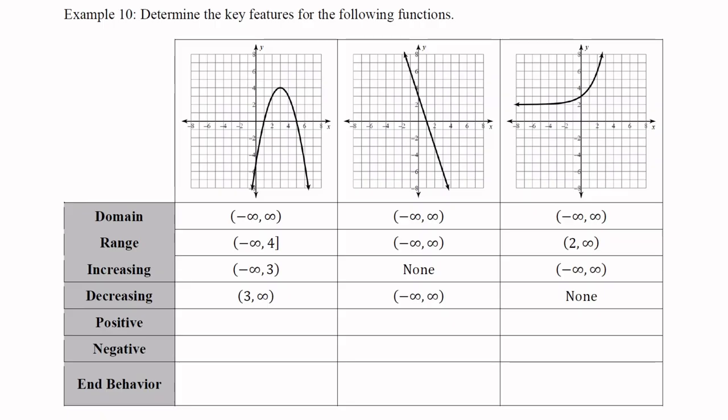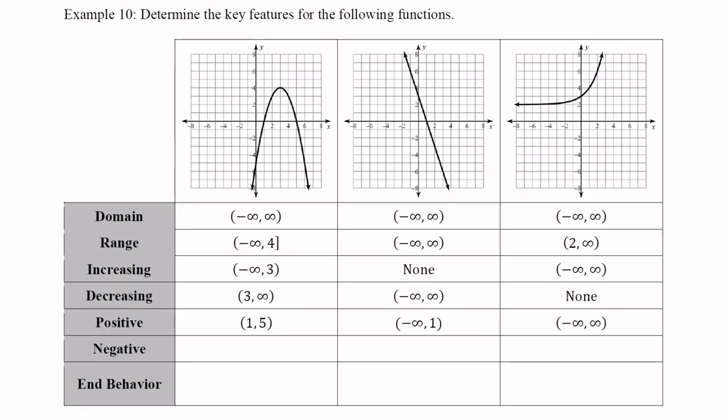For the positive interval in the parabola, that's from 1 to 5. That's where we're above the x-axis. We are above the x-axis from negative infinity to 1 in the linear equation or graph. And then for the exponential, we're positive above the entire x-axis. So the entire graph is above the x-axis, so negative infinity to positive infinity.